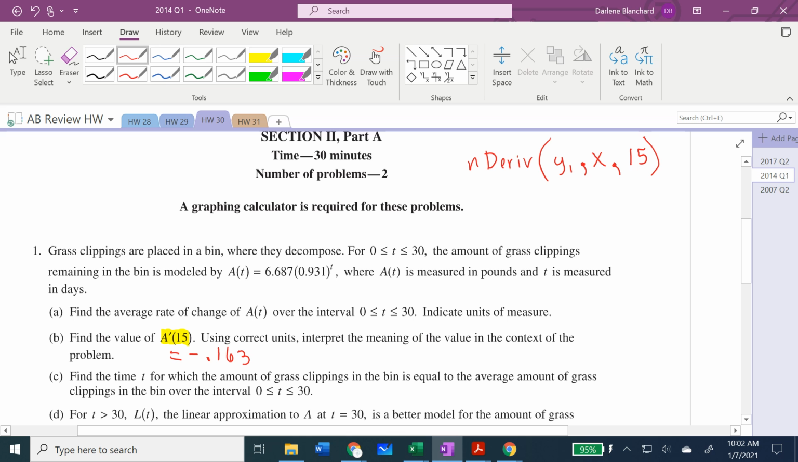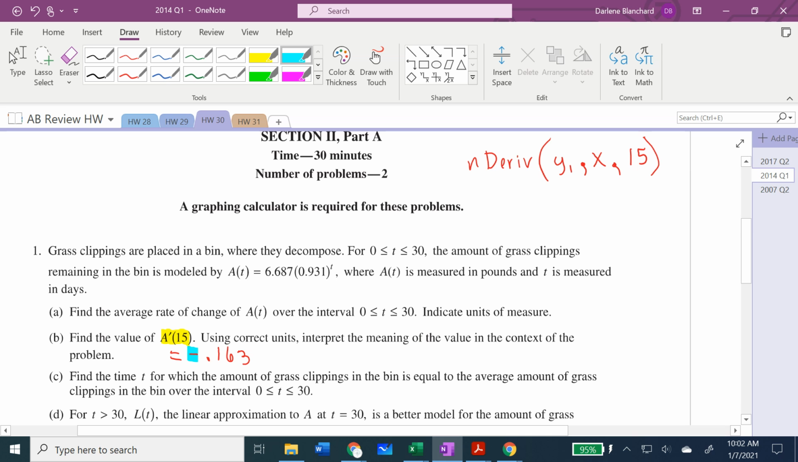It accepts either way. But now the big thing is using correct units, interpret the meaning of the value in the context of the problem. Anytime they want you to explain the meaning of a derivative, your first thing is figure out whether it's a positive answer or a negative answer for your derivative. If it's positive, you need to use the word increasing. If it's negative, you need to use the word decreasing. They actually expect that.